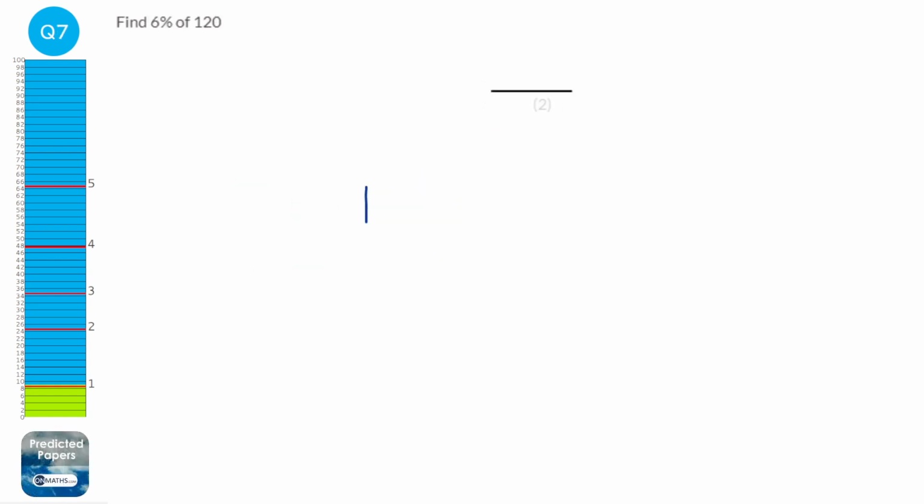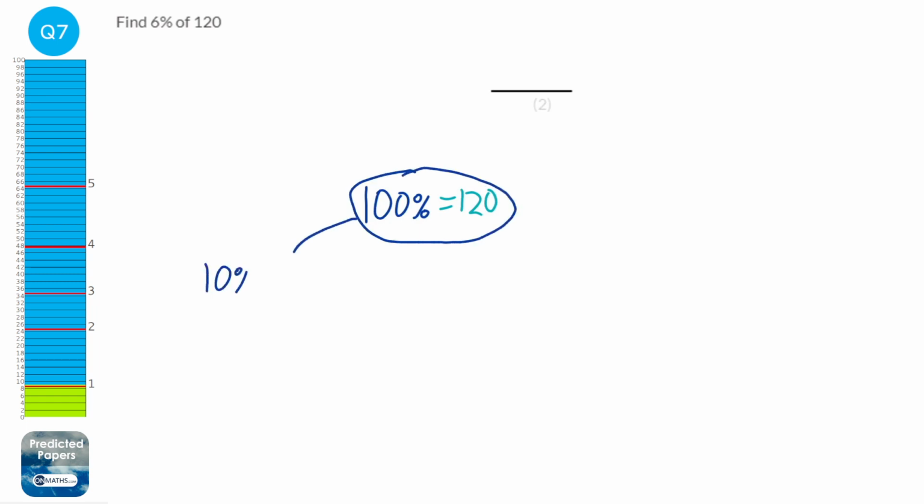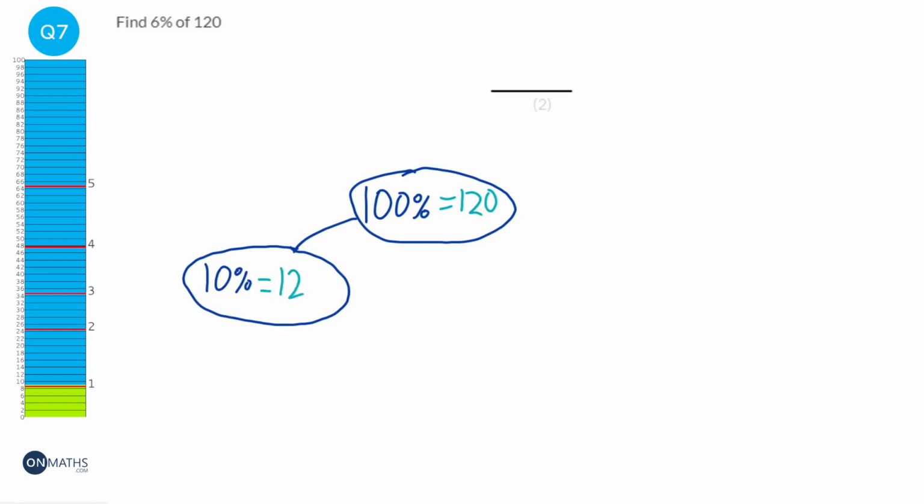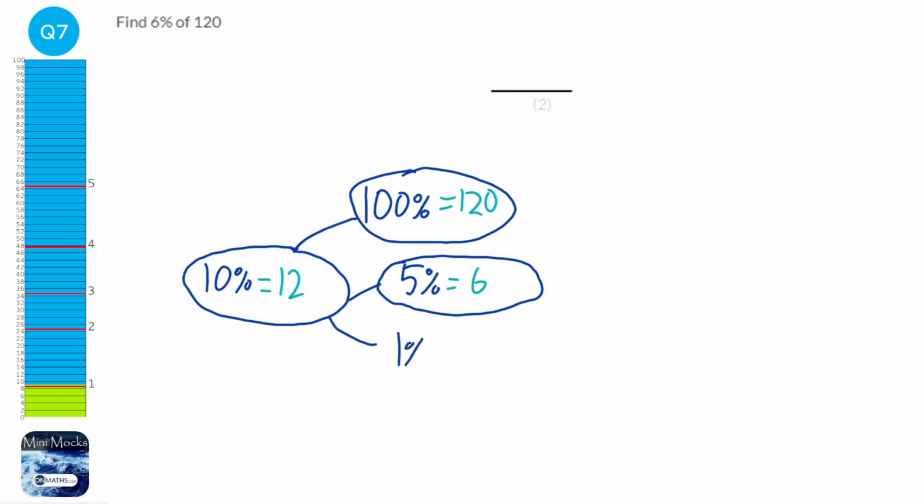So we're going to start off by working out what 100% of 120 is. Well, that's obviously just going to be 120. And we're trying to get to 6%. So we always start off by working out 10%. It's always normally useful. And we just divide that 120 by 10, so we get 12. And we try to get 6%, so it'd be nice if I knew 5%. And 5% is nice and easy because we just halve that 10%. So that'd be 6.